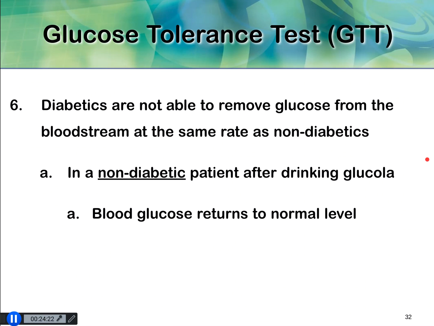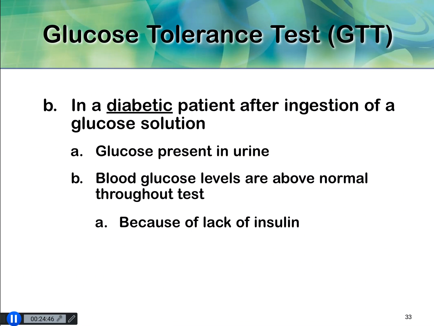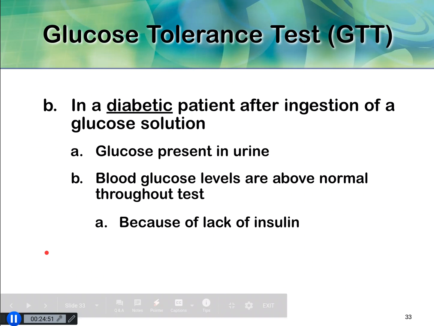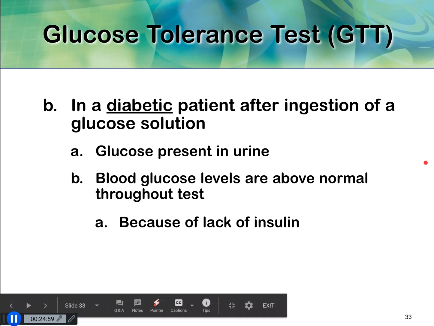So recall that diabetics are not able to remove that extra glucose from their bloodstream at the same rate as non-diabetics, because their bodies are not making insulin in the right way. So for a non-diabetic patient, their blood glucose level is going to return to normal at each of those intervals, but that's not going to be the case for a diabetic. After they ingest the glucose solution, there's going to be high levels of glucose still present in their urine and in their blood, levels above normal because of the lack of insulin in their bodies.